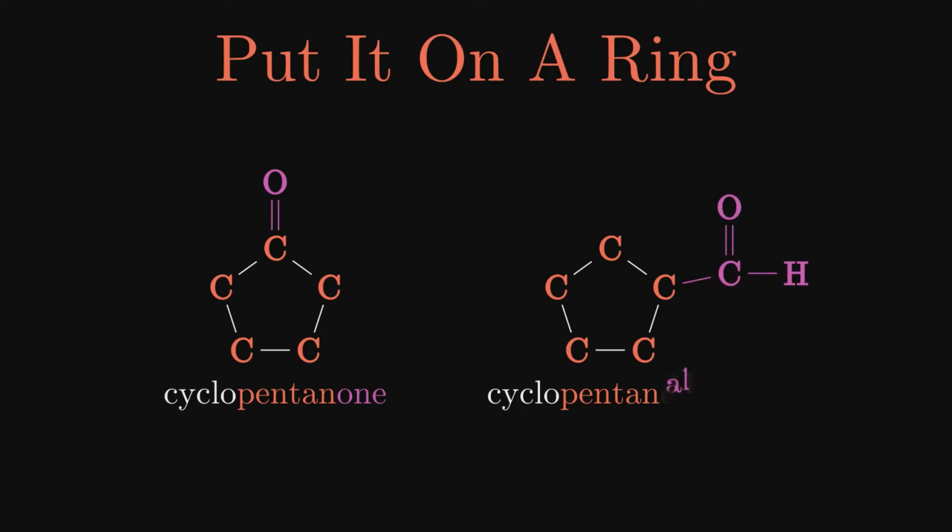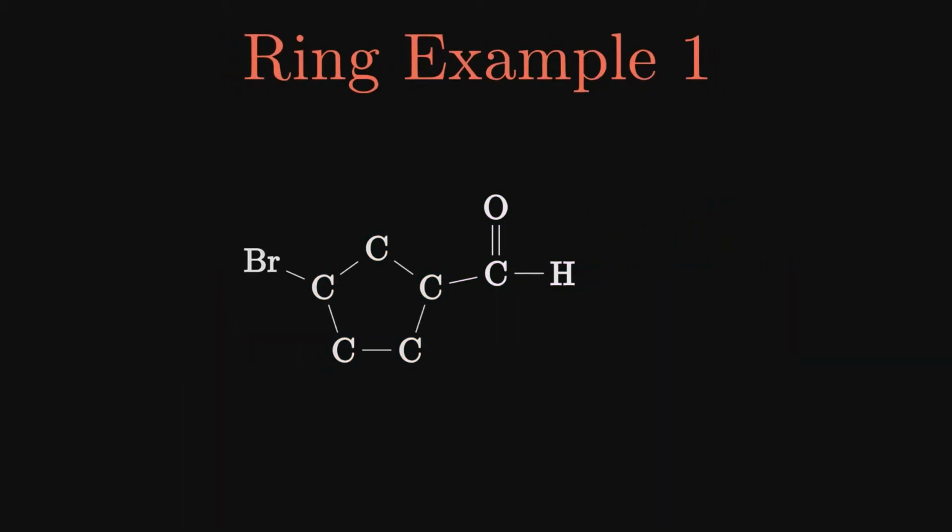Cyclopentanal makes sense? But no. How about cyclopentanaldehyde? No again. Aldehyde groups bonded to rings in this manner are called carbaldehyde, so the name is cyclopentane carbaldehyde. Let's try some practice with aldehydes on rings.